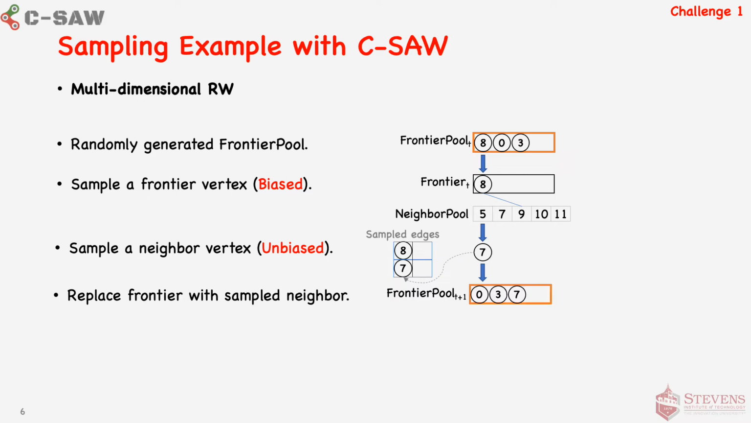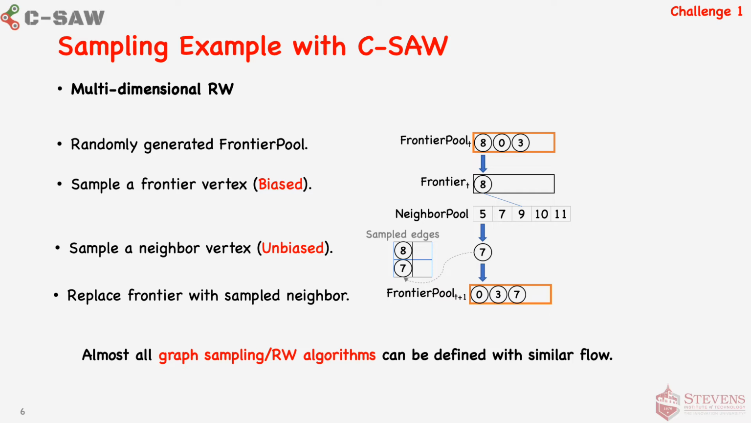Next, we update the frontier with the sampled neighbor by replacing vertex 8 in the frontier pool with vertex 7. One thing to note is that almost all sampling and random walk algorithms can be defined with a similar flow, but they differ in two important things. First is how the bias is defined. As we can see, the sampling could be biased or it could be unbiased. And the second important thing is the method to update the frontier set.